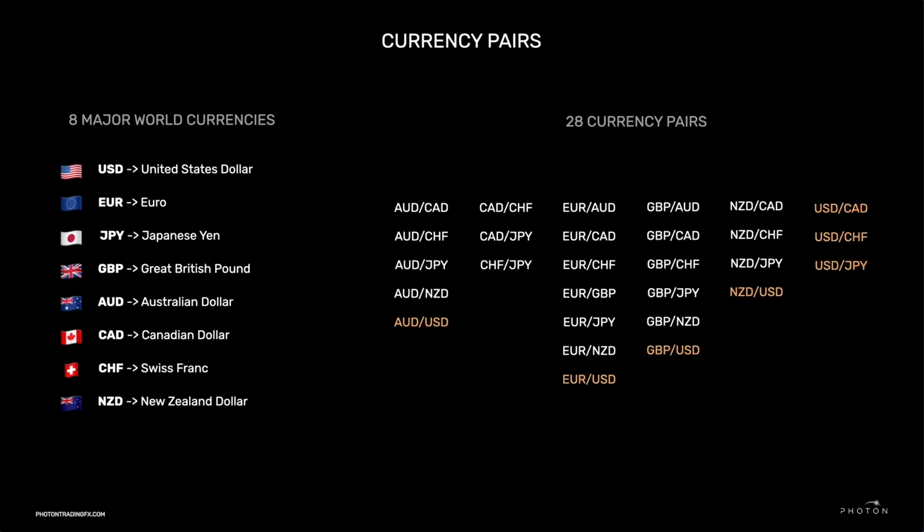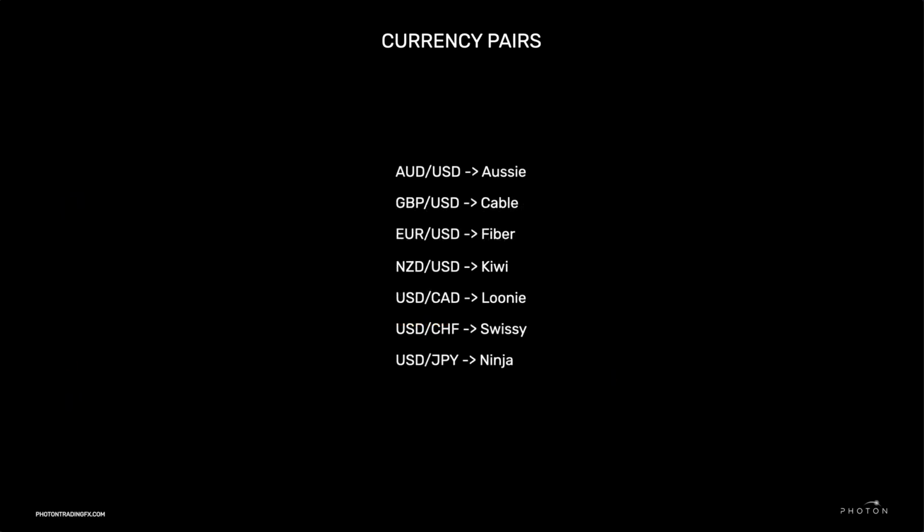And of these 28 pairs, those that contain the US dollar are referred to as the majors. The remaining pairs that do not contain the US dollar are commonly known as minors or crosses. Now, you may hear many of the major pairs referred to by traders with certain nicknames.